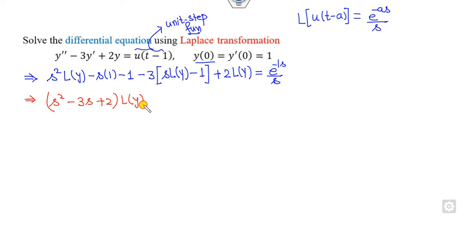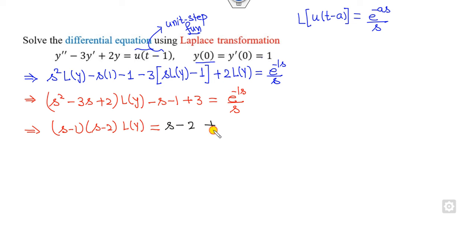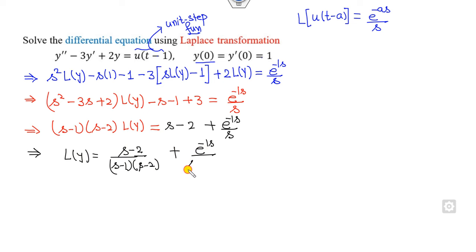This is my L of y. The remaining thing is minus s minus 1 plus 3, which is e raised to power minus 1s over s. So I can write this as s minus 1, s minus 2, L of y, which is equal to, this is my s, it's a plus 2, I can write minus 2, plus e raised to power minus 1s over s. So what is the L of y? So I can write this is s minus 2 over (s minus 1)(s minus 2) plus e raised to power minus s over s(s minus 1)(s minus 2).